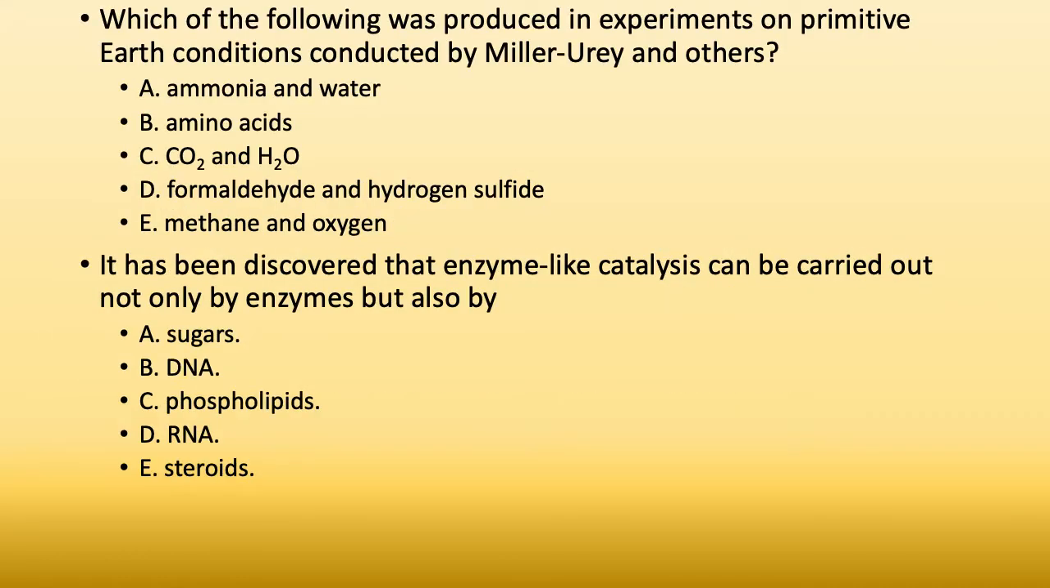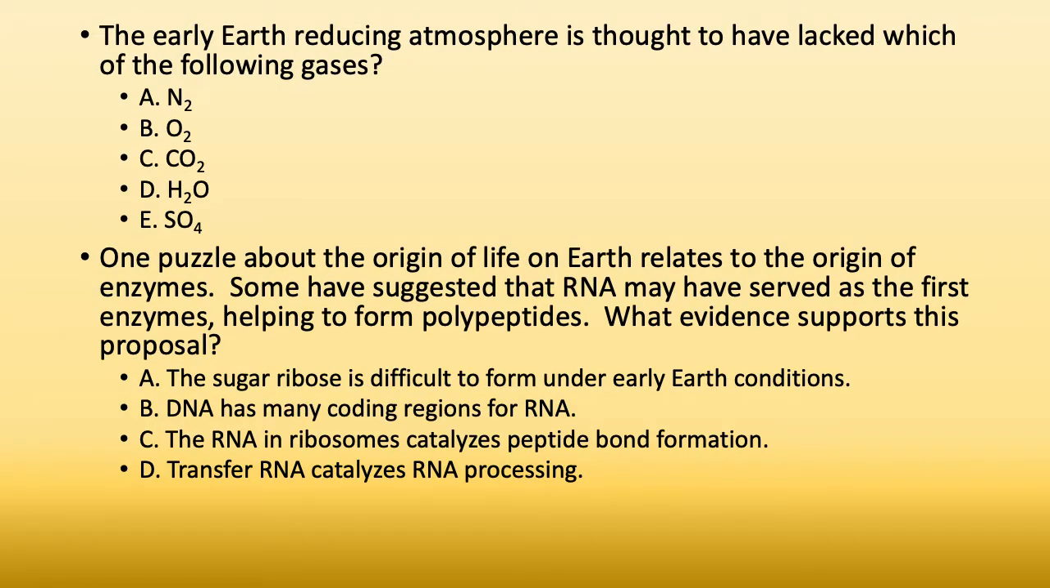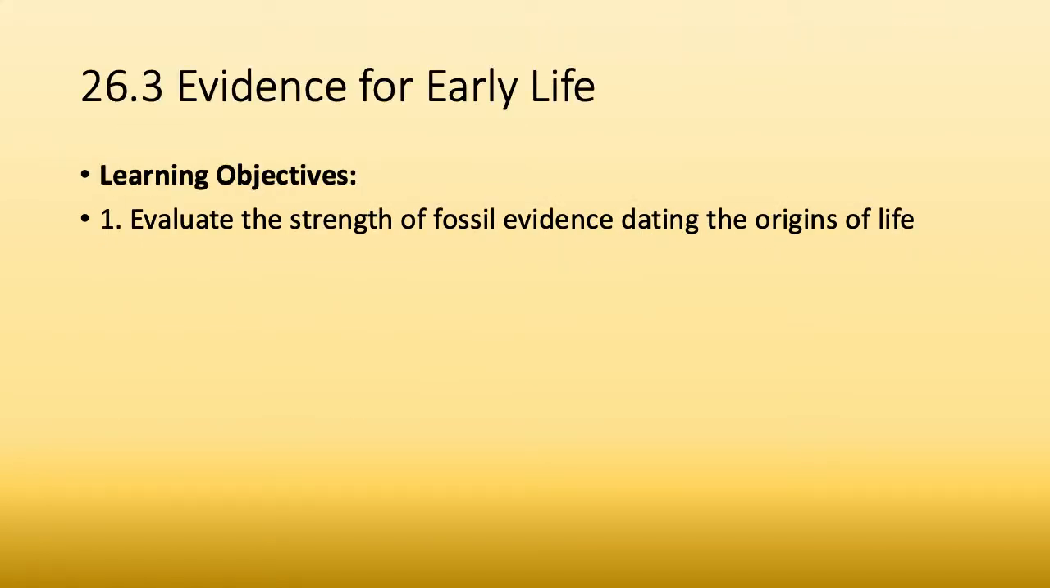Which of the following was produced in experiments on primitive Earth conditions conducted by Miller and Urey and others? Amino acids. It has also been discovered that enzyme-like catalysis can be carried out not only by enzymes but also by RNA. The early Earth reducing atmosphere is thought to have lacked which of the following gases? O2, oxygen. Okay, the rest were present. One puzzle about the origin of life on Earth relates to the origin of enzymes. Some have suggested that RNA may have served as the first enzymes helping to form polypeptides. What evidence supports this proposal? C. It's C. Yes, it's C.